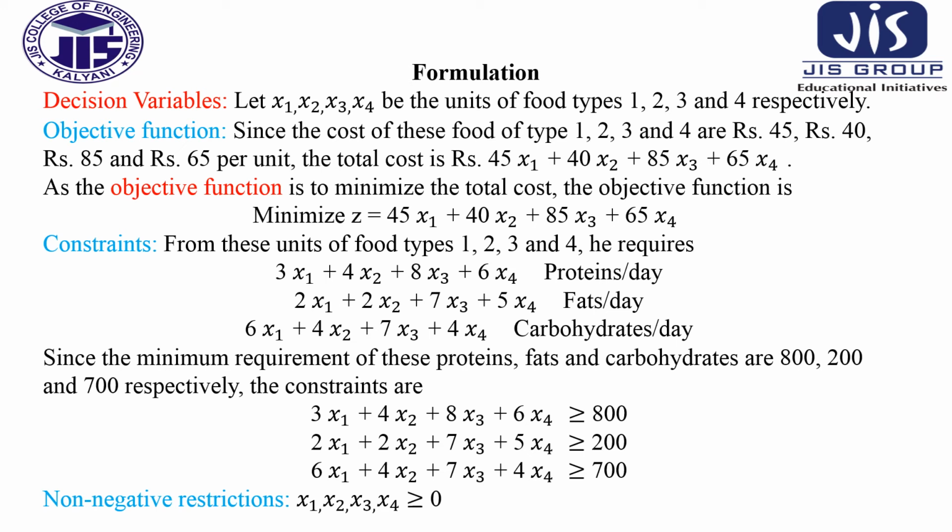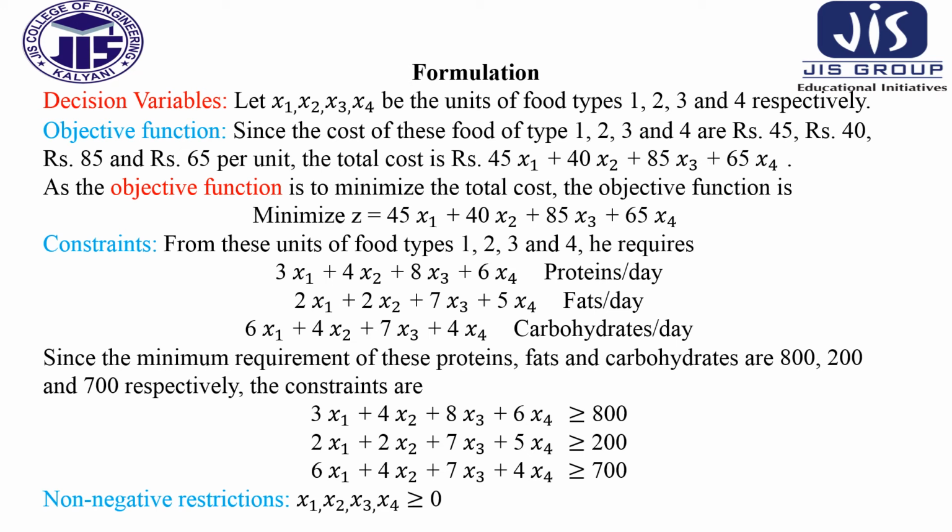Now what will be the third constraint? This is related to carbohydrate. First of all we have to know the total amount of carbohydrate needed for that person per day. From the carbohydrate column we can derive it easily: 6x1 plus 4x2 plus 7x3 plus 4x4. The carbohydrate requirement per day is 700 for that person.